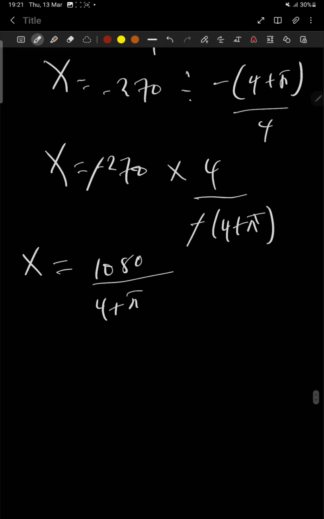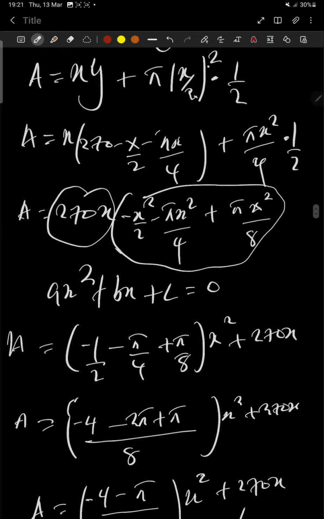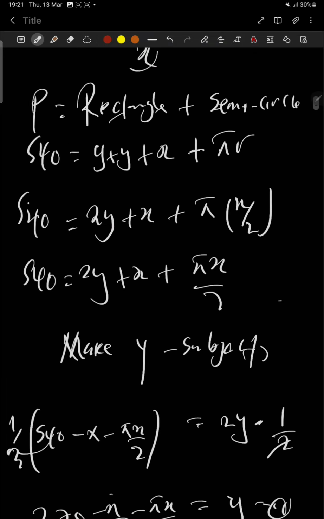To find the y dimension, you're going to replace y is equal to 270 minus x minus pi over 4 x, where y was made the subject.